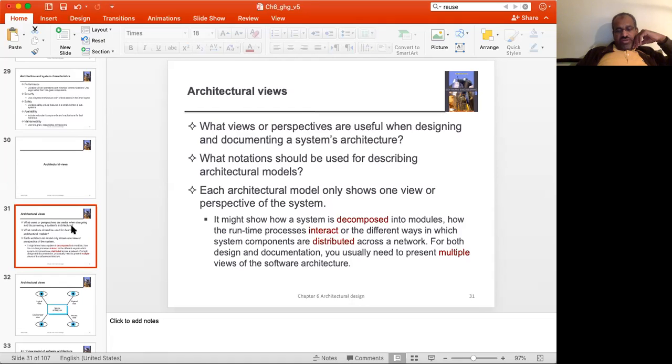Now, each architectural model usually shows one view, one perspective of the system. For example, a particular model would show how a system is decomposed into subsystems or components, and how the runtime processes in the system interact with each other. But for both design and documentation, you usually need to have a number of these views on the software architecture, and each representation will describe one of these, not all of them at the same time. Otherwise, things will get very, very complicated.